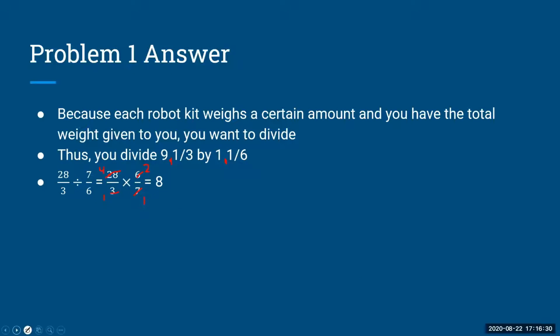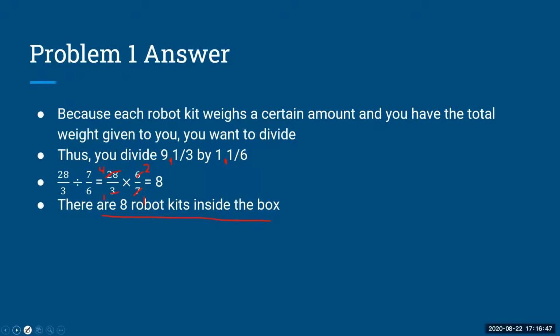So your answer is not just 8, though. There are 8 robot kits inside the box. Now you got to answer the question. Oh, you got it right, Fairwin. Good job. It's 8 robot kits, rather.